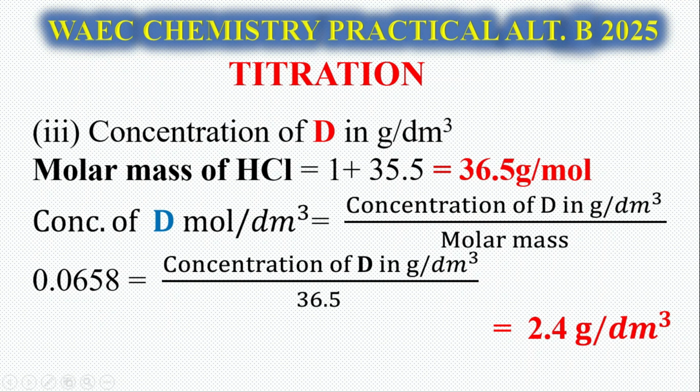3. Concentration of D in gram per dm³. Calculating the molar mass of HCl is 1 plus 35.5, which gives 36.5. Concentration in mole per dm³ equals concentration in gram per dm³ over molar mass. Then what do you do? You cross multiply. Then you have 24 gram per dm³ as a final answer. Hope you are enjoying it.